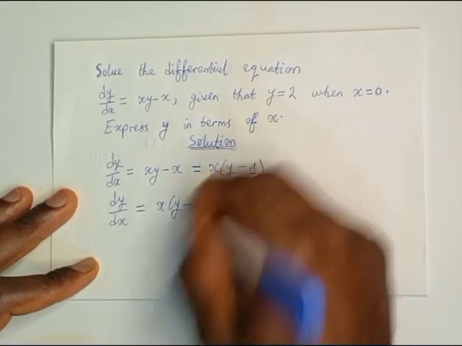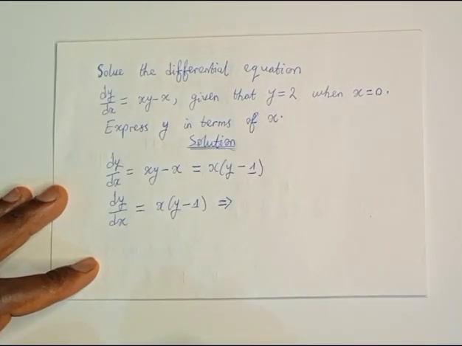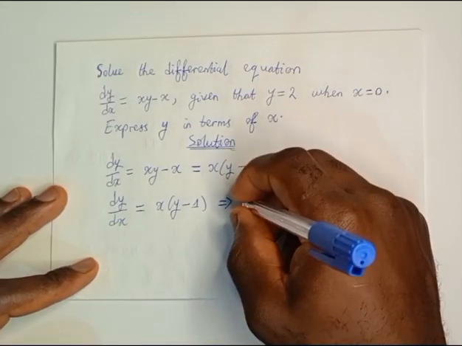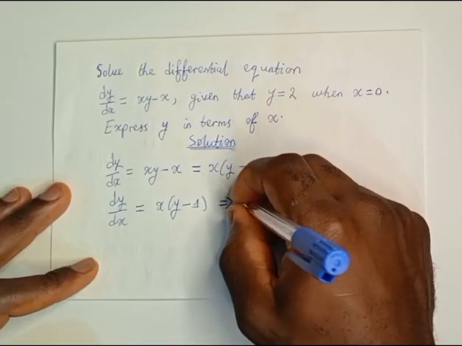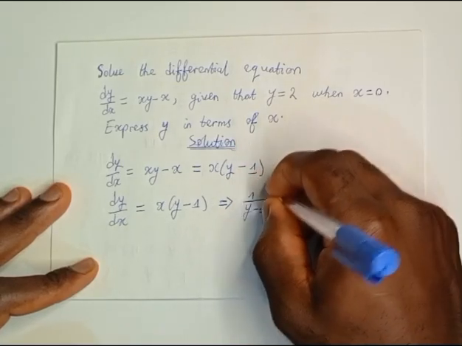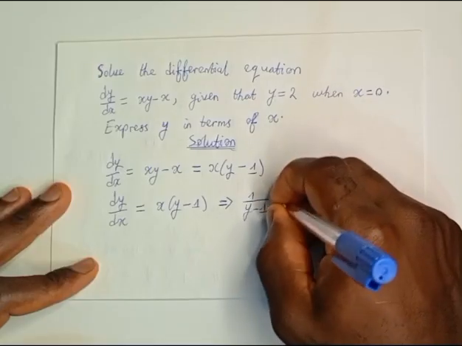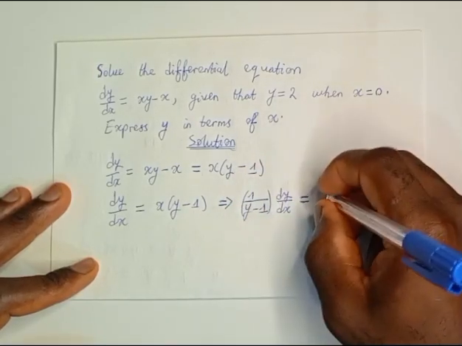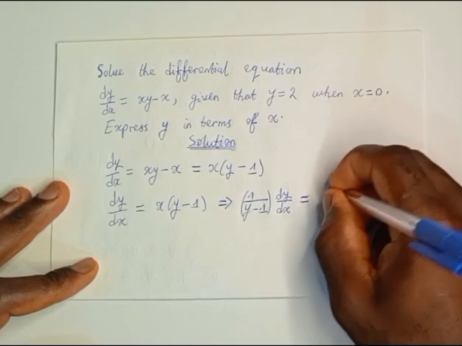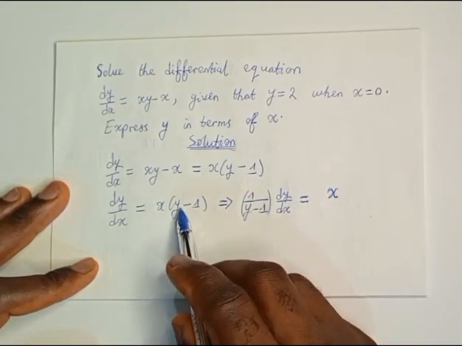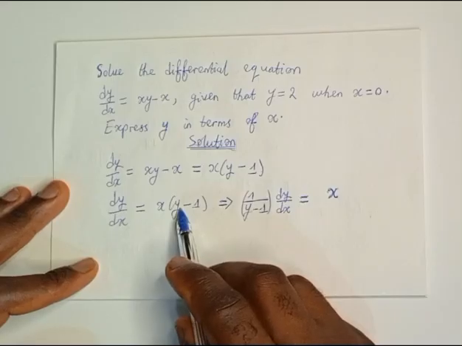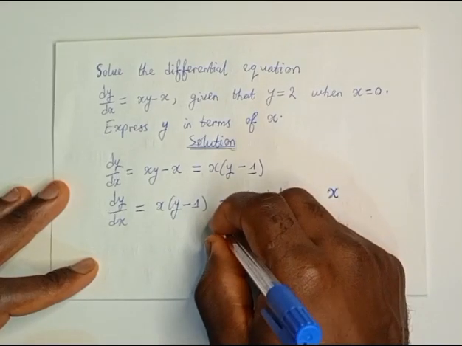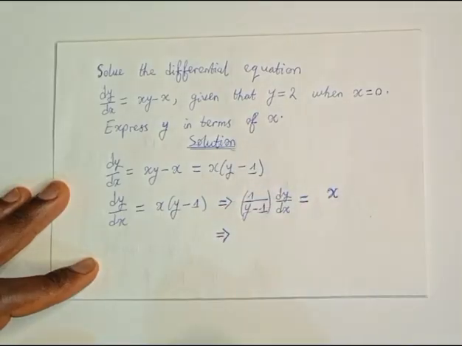Then, if we divide both sides by y - 1, this will give us 1/(y - 1) times dy/dx to be equal to x. Y - 1 will strike off y - 1 at the right hand side. Now we can break dy/dx, then we perform integration.